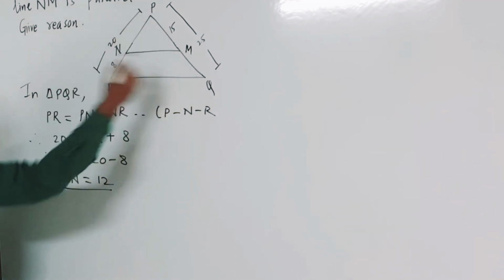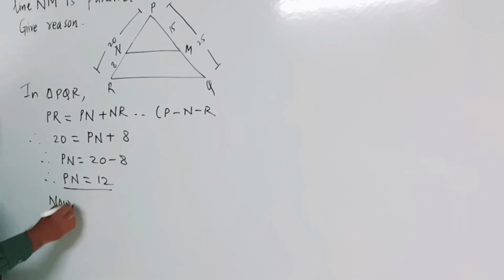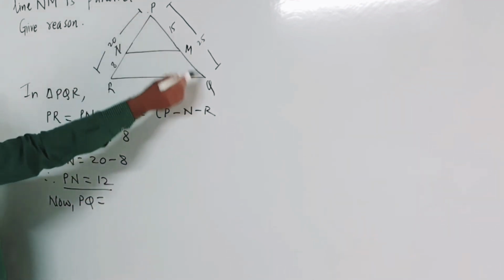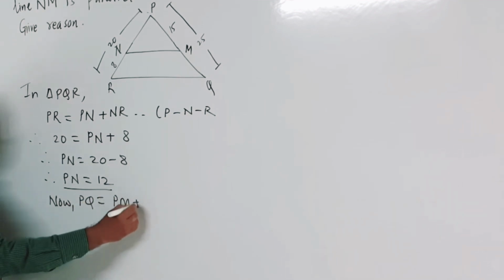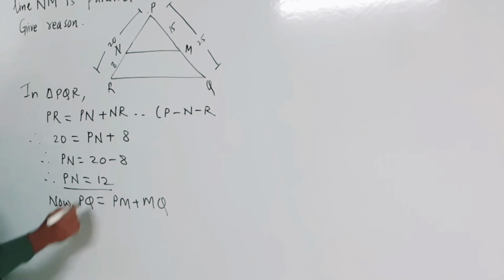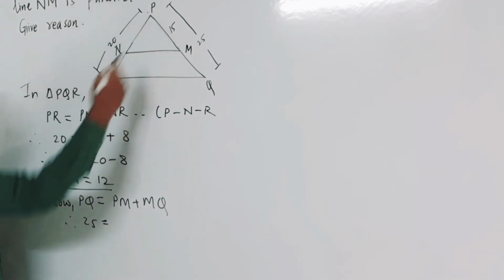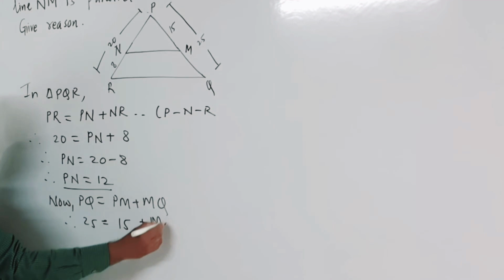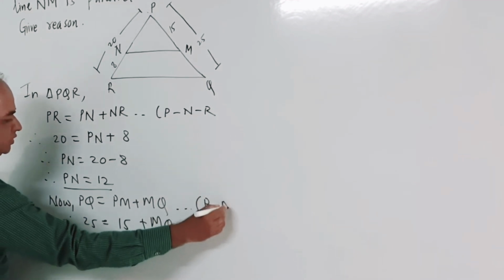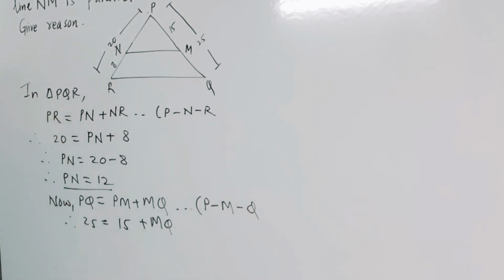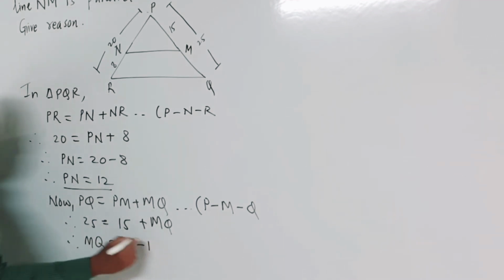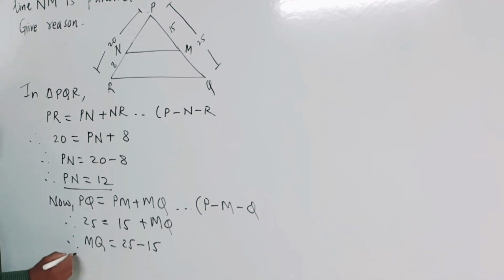In the same manner, PQ is equal to PM plus MQ. Therefore PQ is given 25, 25 is equal to PM, which is 15, plus MQ, which we have to find. Here also there is betweenness: M is between P and Q, P-M-Q. Therefore MQ is equal to 25 minus 15, is equal to 10. MQ is equal to 10.